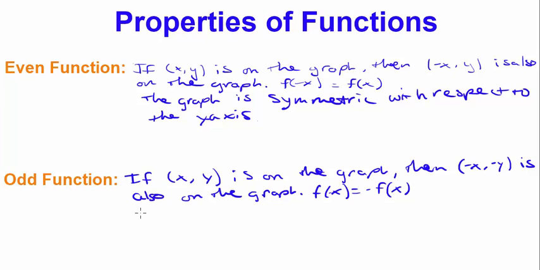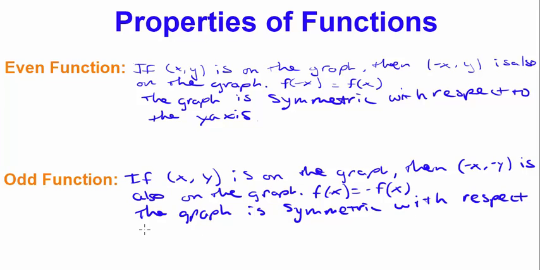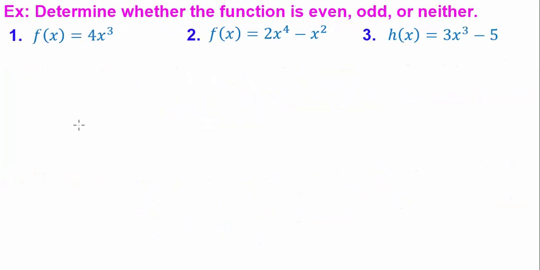Again, one more time, the graph is symmetric with respect to the origin. In this set of examples here, we have three functions, and we're going to determine whether each is even, odd, or neither. Basically, we're going to look to see if they satisfy the definitions we already discussed. If they don't satisfy either of those definitions, then they would be considered neither.